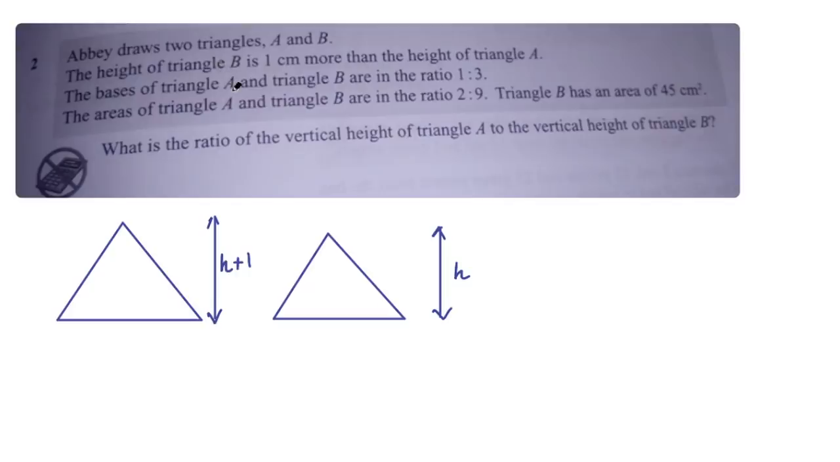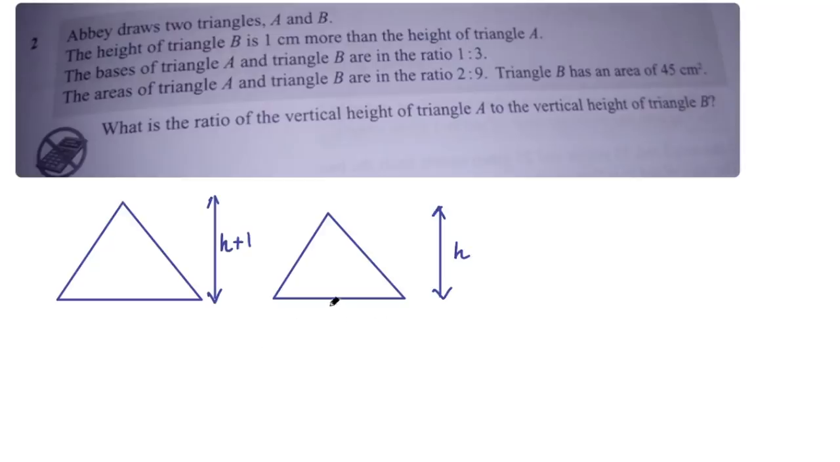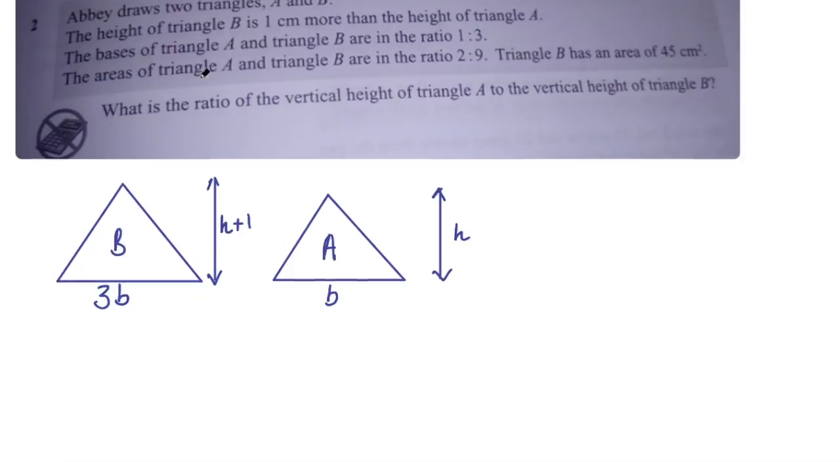Then we're told the base of triangle A to the base of triangle B is the ratio 1 to 3. So if we called the base b, then the base of triangle B must be 3b. So this is A and this is B. And we're also told the area of triangle A and triangle B are in the ratio 2 to 9. So the area of A to area of B equals 2 to 9. And we're also told the area of B is 45 centimeters. So we could say that area of A to 45 equals 2 to 9.